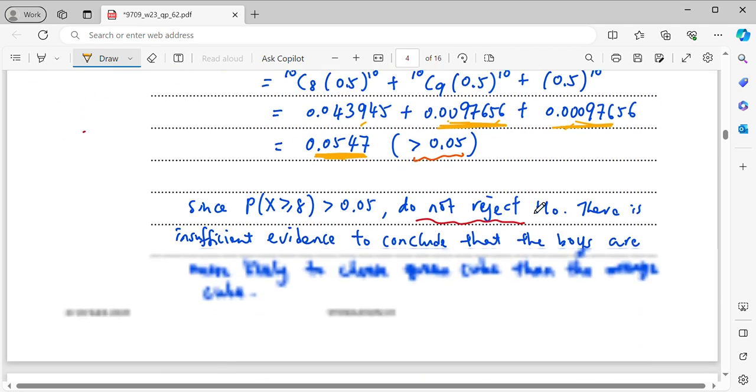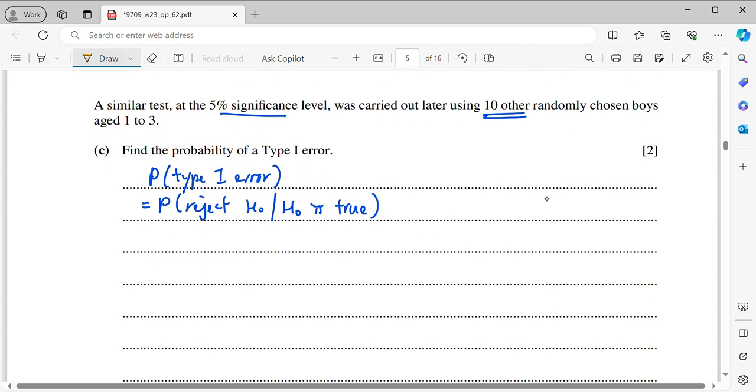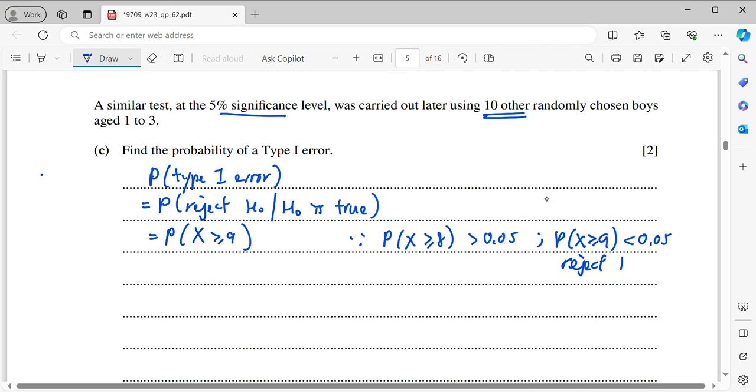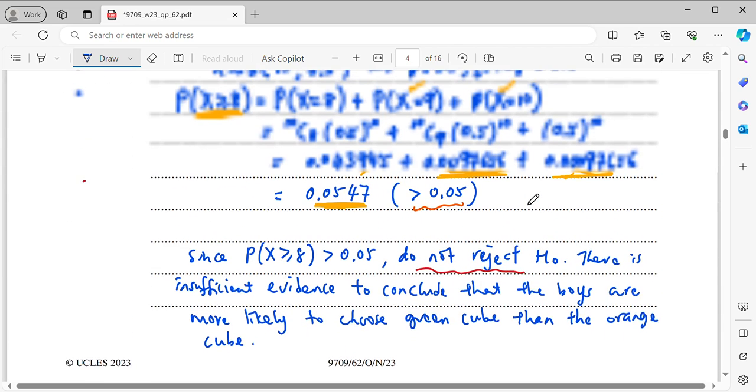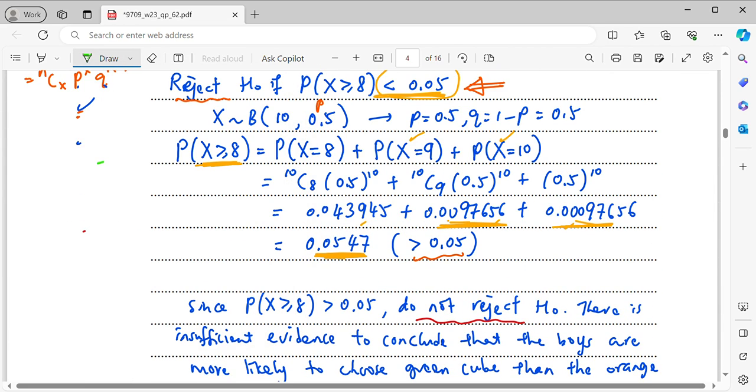Okay, so now from here, I know that I'm going to calculate P(X at least 9). Alright, because P(X at least 8) is greater than 0.05, then P(X at least 9) is going to be less than 0.05. Then this will cause you to reject H0. Now this calculation we already did in the previous part, so probably you can just copy down the working over here, and then directly get the final answer.